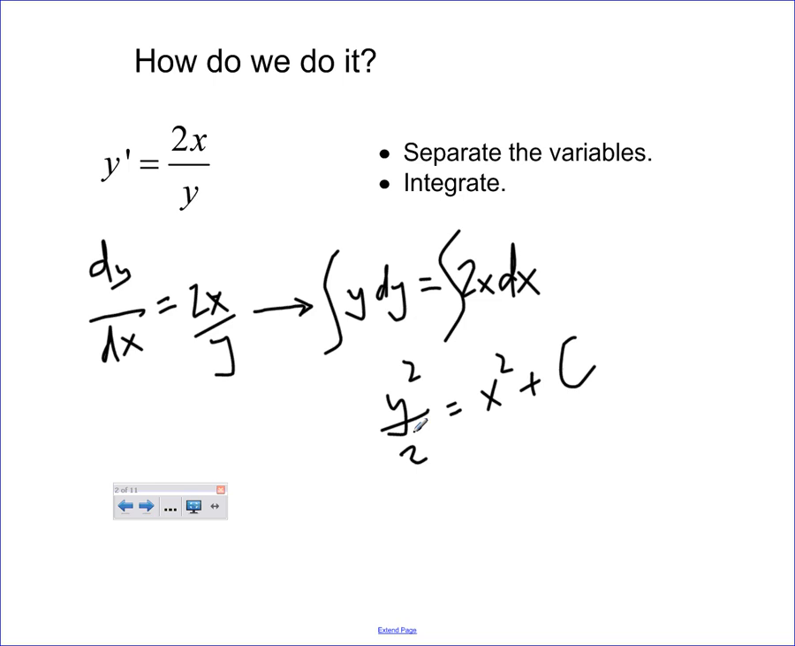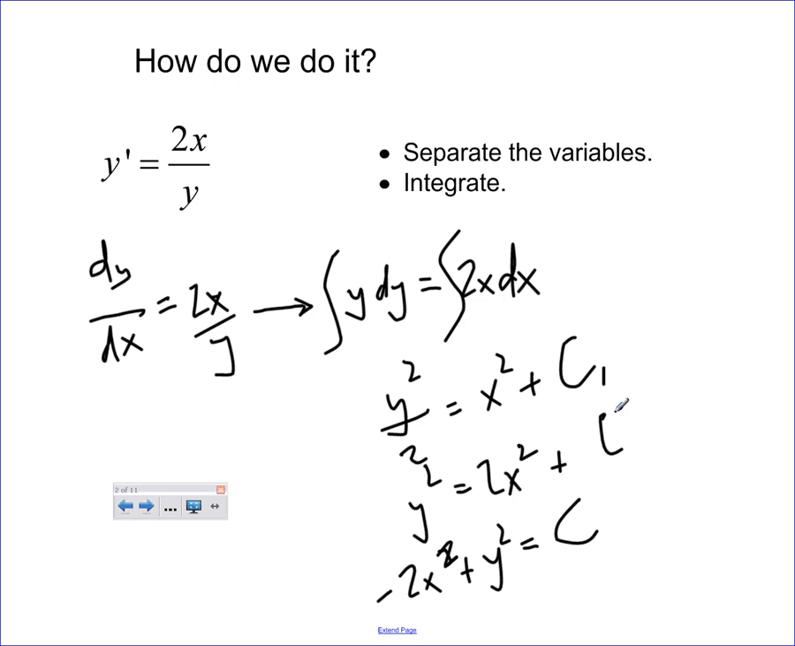Then ultimately, what we might end up doing is multiply through by 2. I'm just going to call this C1. If I multiply through by 2, I get y squared equals 2x squared plus a different constant. Then I might solve this a little bit further, make it negative 2x squared plus y squared equals a constant. That might be the equation that I started with to end up with that as a derivative.